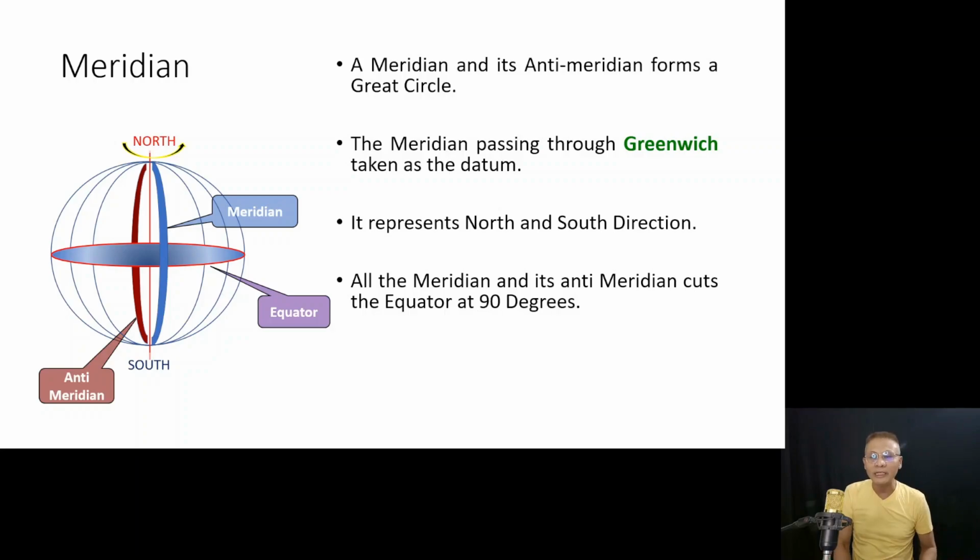And all the meridians will cut the equator at 90 degrees. If you look here, this is a meridian, this is another meridian, this is another meridian, this is another meridian. All of them are cutting the equator at 90 degrees.